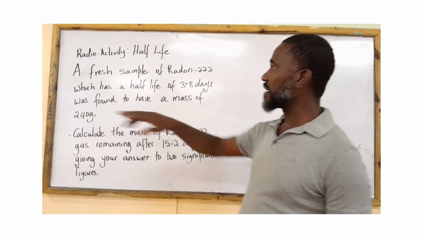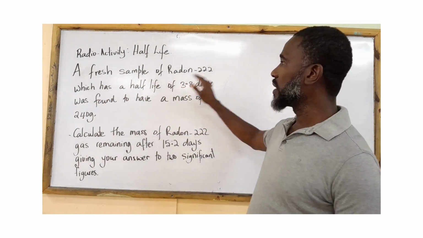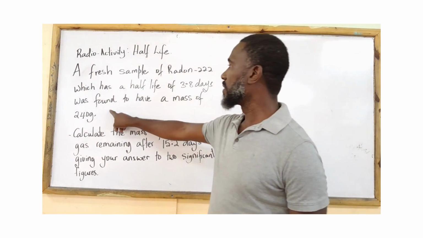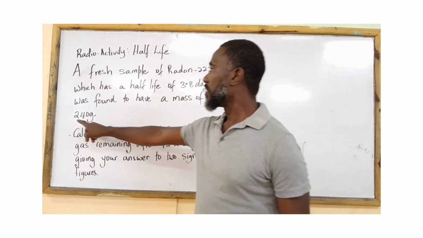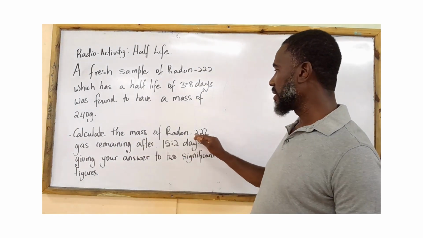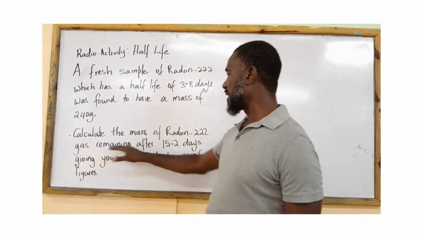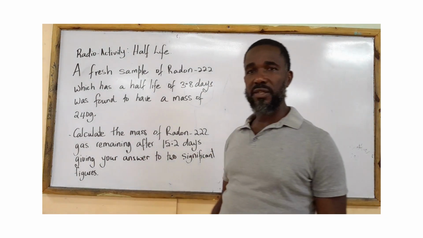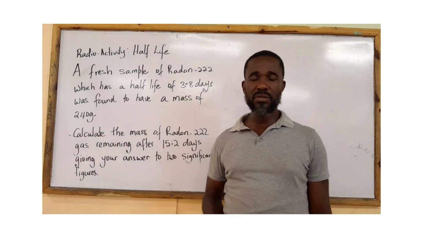So this question is: a fresh sample of radon-222, which has a half-life of 3.8 days, was found to have a mass of 240 grams. Calculate the mass of radon-222 gas remaining after 15.2 days, giving your answer to two significant figures. So that's what we're going to be looking at today.